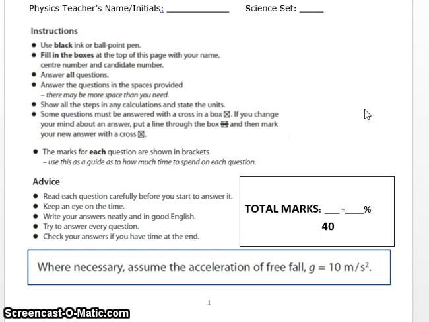First off, if you look at the front of the page, you've got 40 marks. So there's 2 unit marks on this exam paper. For question 1, it's for acceleration, and question 2 is for the graph.